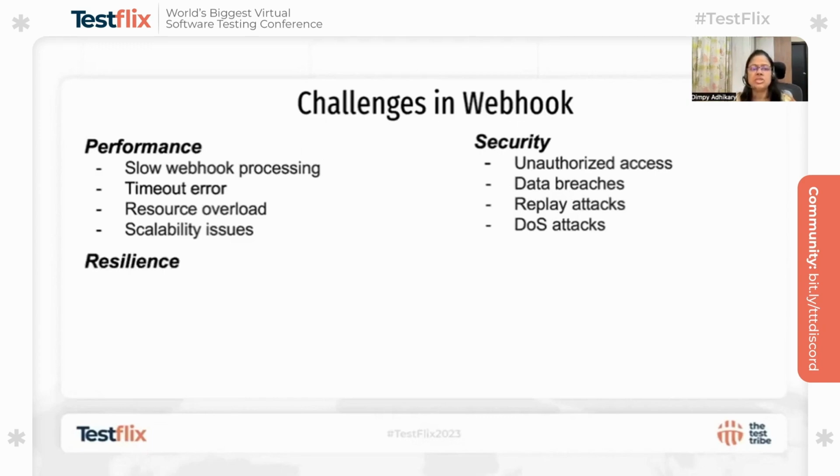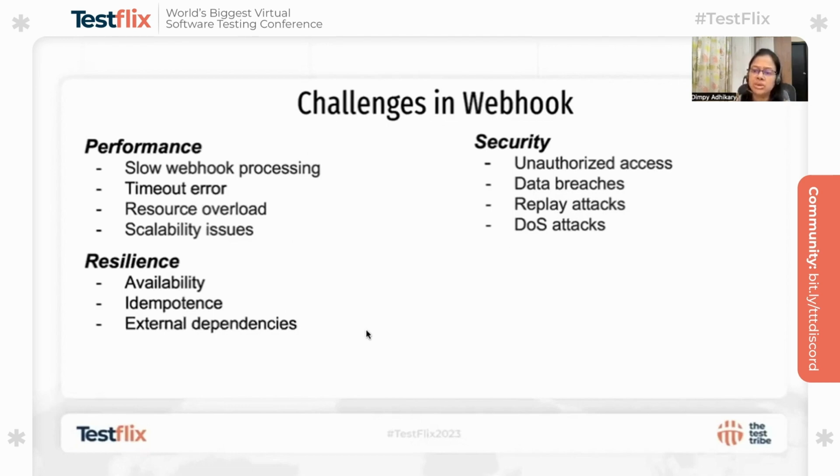Let's see some challenges from the resilience point of view. First one is availability. If the source system is down, the webhook cannot be sent. If the destination system is down, the webhook cannot be processed. Idempotence: if a webhook request is processed multiple times due to a retry mechanism, the destination system may perform the same action multiple times. That can lead to a failure, depending on the requirement.